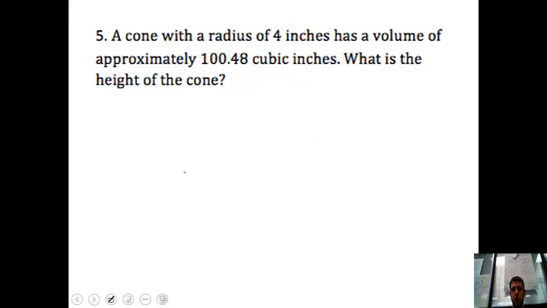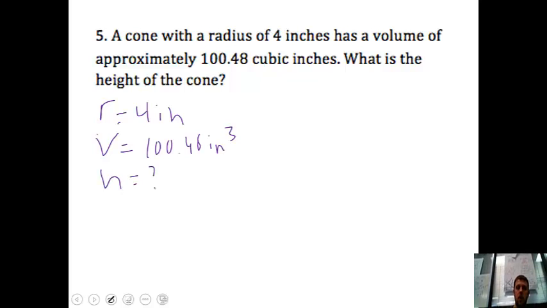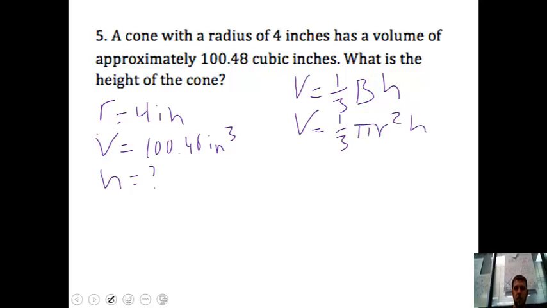All right, question number 5. The cone with a radius of 4 inches has a volume of approximately 100.48 cubic inches. What is the height of the cone? The cone has a volume of V is equal to 1/3 big base, area of base, times height. The base is a circle, so that's pi r squared times height.